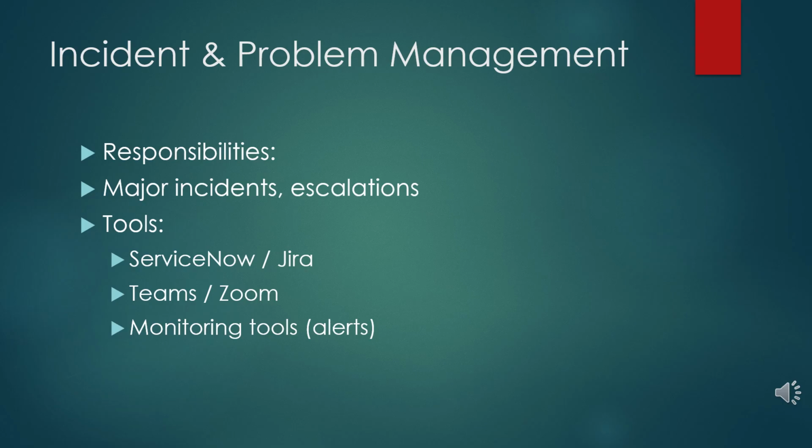First, we check server health, application services, and network connectivity. If a service is down, we restart it. If the issue is deeper, we analyze logs and identify the root cause. Once the issue is resolved, we restore services and inform users. After that, we perform RCA and document everything. This ensures that the same issue does not happen again.